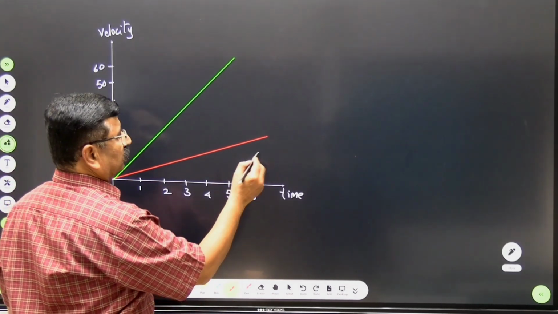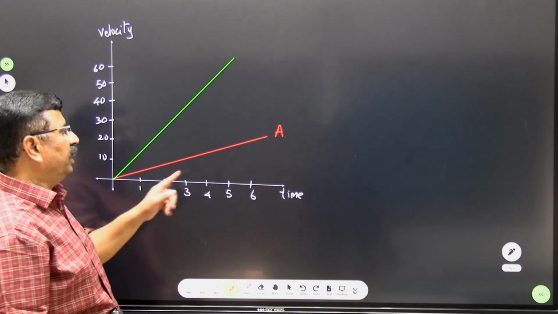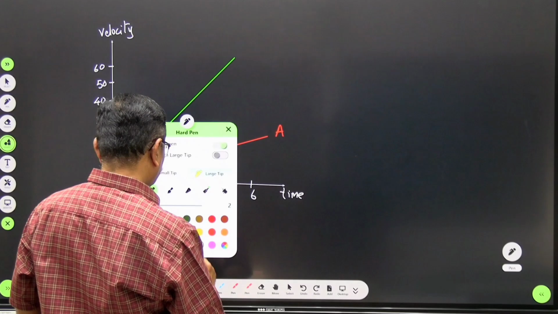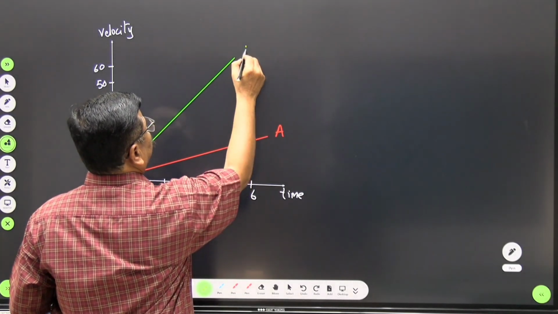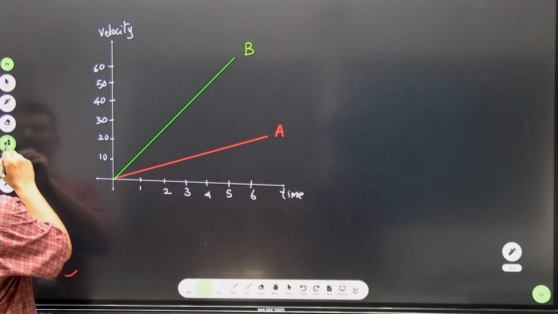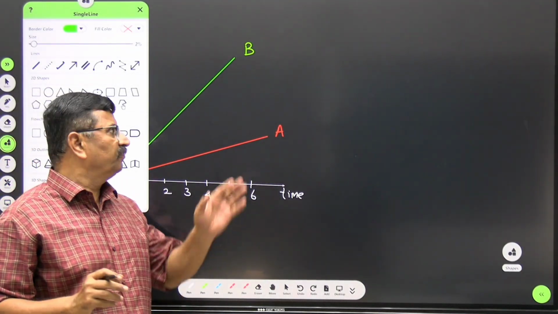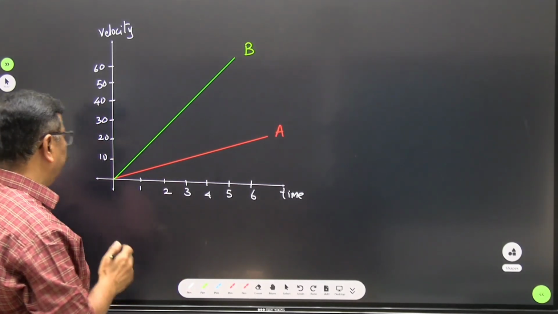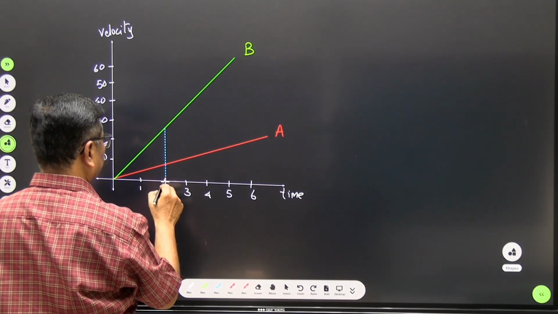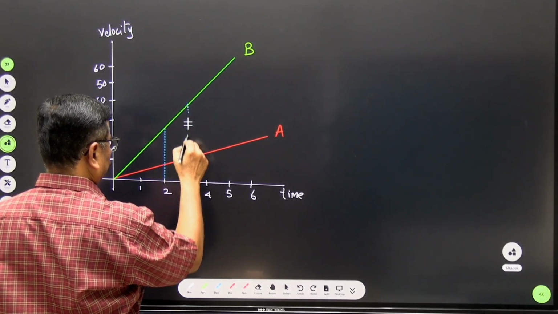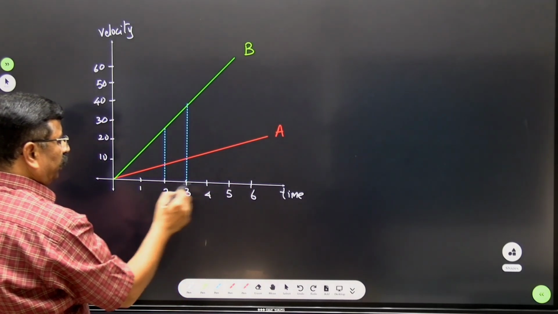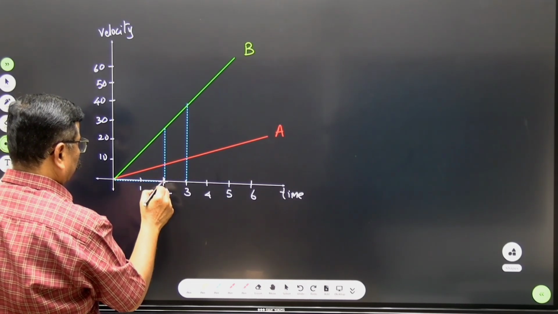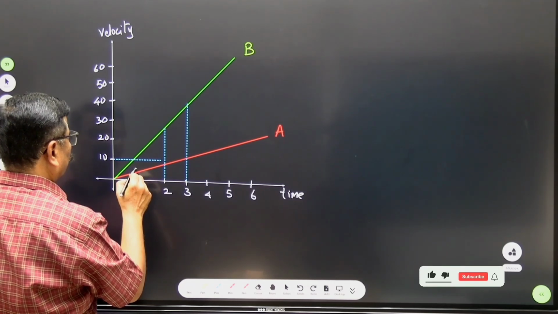So here we have two cases. This is the velocity time graph for a body A, and the other one is velocity time graph for body B. Now what we will do, we will compare the change in velocities of these two bodies for the equal interval of time. So I have drawn perpendicular to time axis, and then I have drawn perpendicular to y axis.